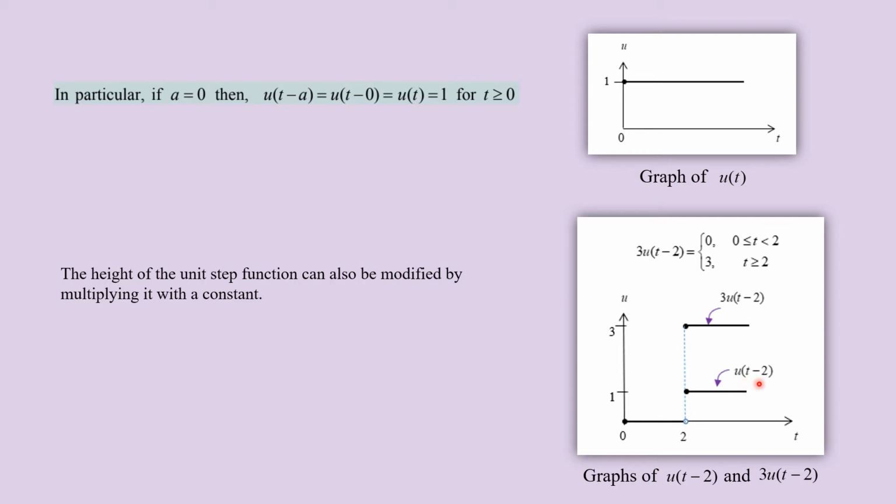Now suppose we multiply the function u(t − 2) by the number 3. So 3 multiplied by u(t − 2). Remember, by definition, it is equal to 0 or 1, but this time 0 needs to be multiplied by 3 and 1 needs to be multiplied by 3. So 0 times 3 is 0, 1 times 3 is 3. So 3u(t − 2) is equal to 0 for t larger than or equal to 0 and less than 2. Within this interval the function is still 0, but for t larger than or equal to 2, the function jumps up by 3 units, and it remains at the number 3.